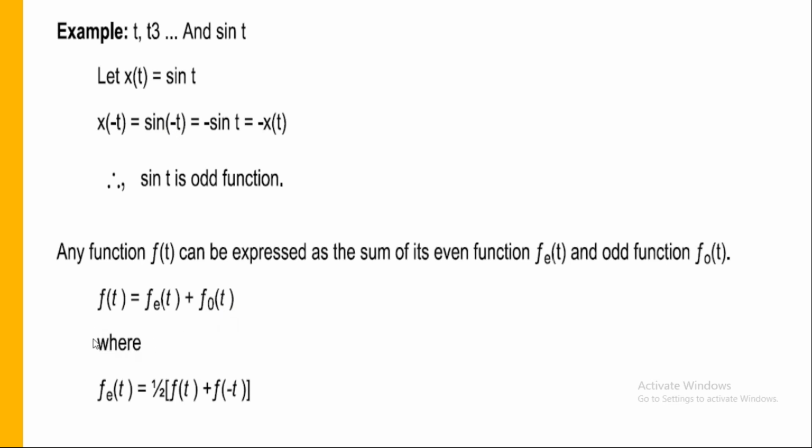So you have f of minus t here. The equation for f of minus t I am going to tell you now. f of minus t is equal to fe of t minus fo of t. Please try to understand. If you add it, you will get the relation for fe of t. If you subtract it, you will get the relation for fo of t. So that's how you get the relation for the even function and odd function in terms of f of t and f of minus t.